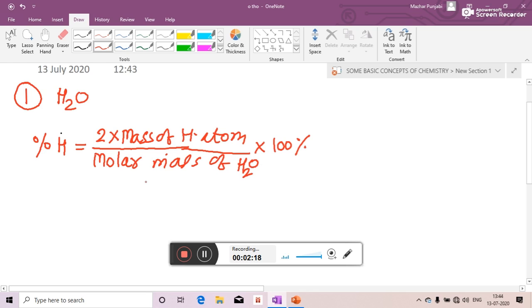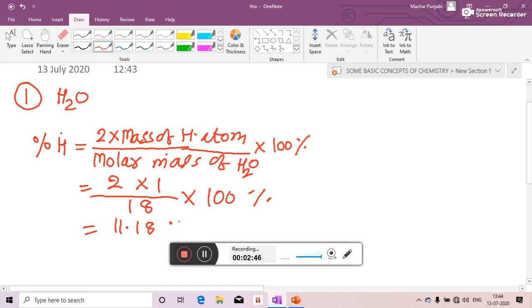So that is equal to 2 into mass of hydrogen atom, which is 1, divided by molar mass of H2O, which is 18, into 100%. So that is equal to 11.18%.